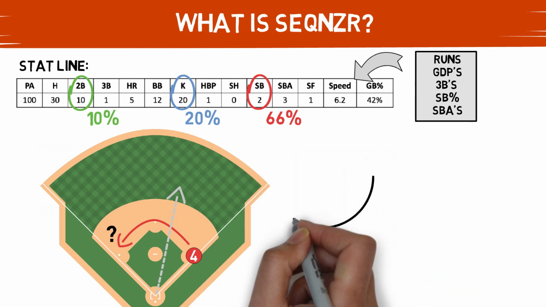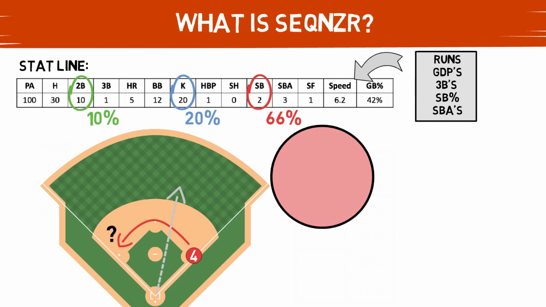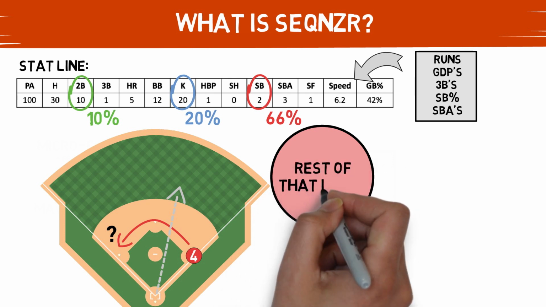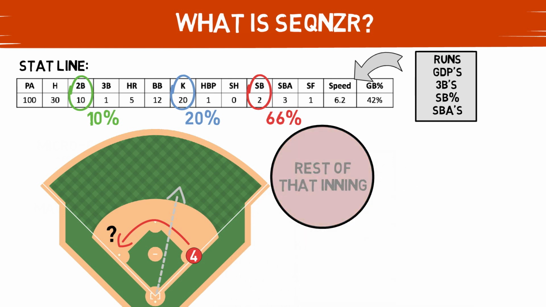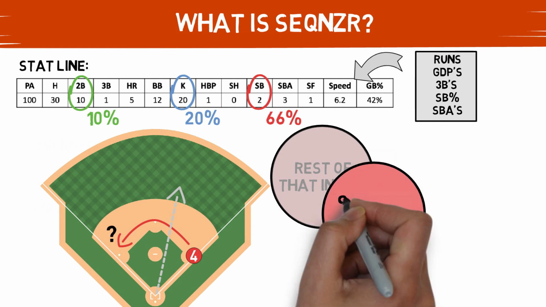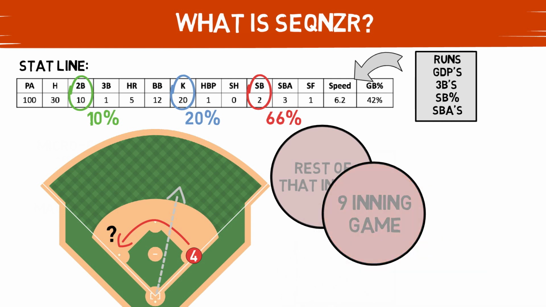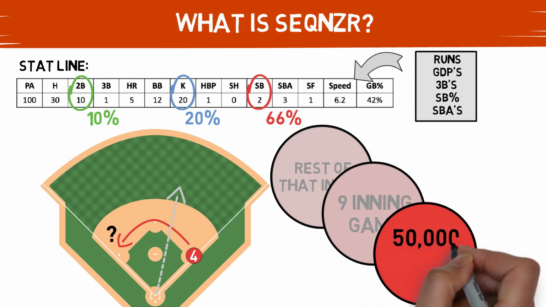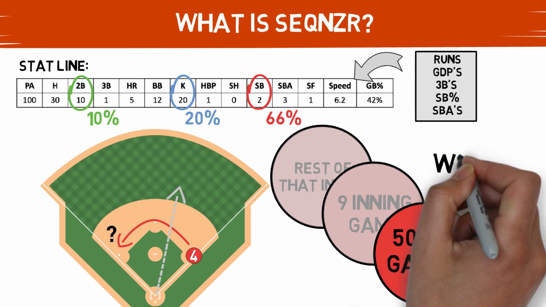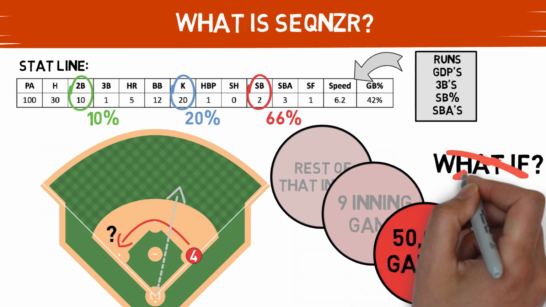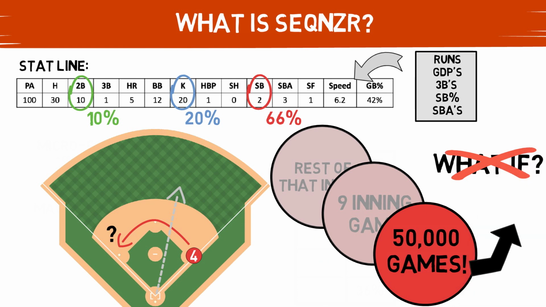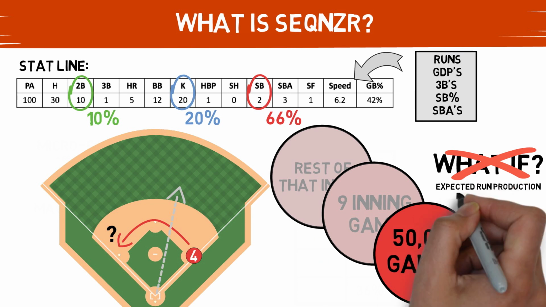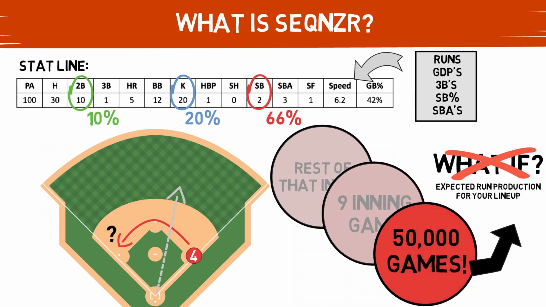Like we said before, it helps us forecast how players will do in the future. And it does that by taking situations like this and running a simulation of how the rest of that inning will play out. Then the rest of that game, and then 50,000 of those games. In doing so, this system can eliminate the what-ifs and provide you with accurate information on run expectancy, probability by hitter, base, and out combinations, and ultimately the expected run production for your lineup.